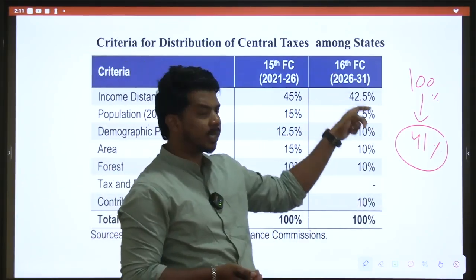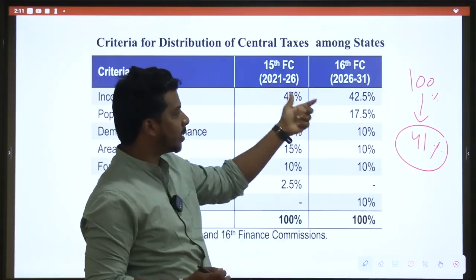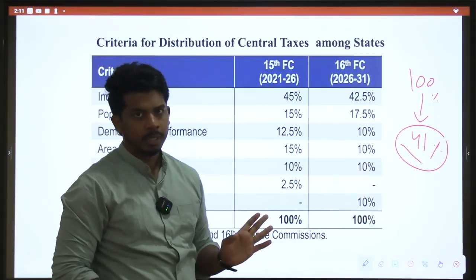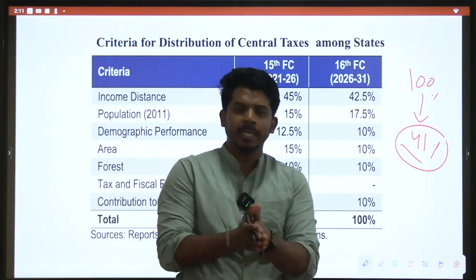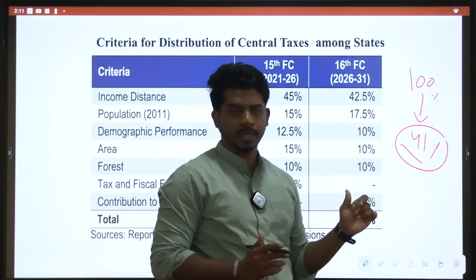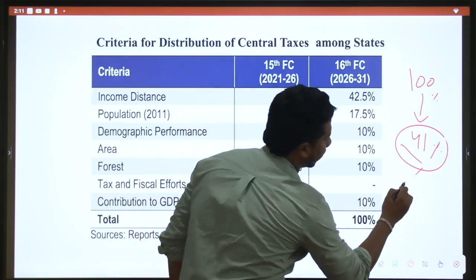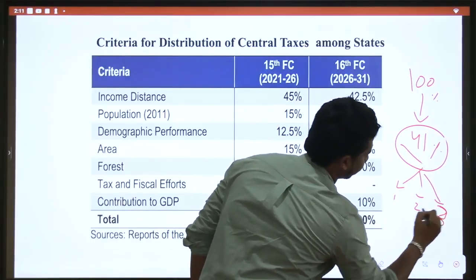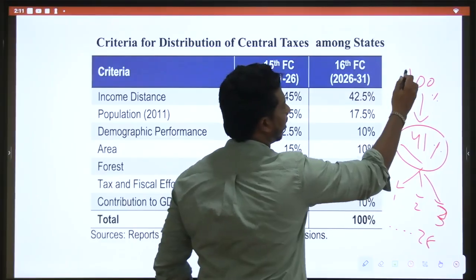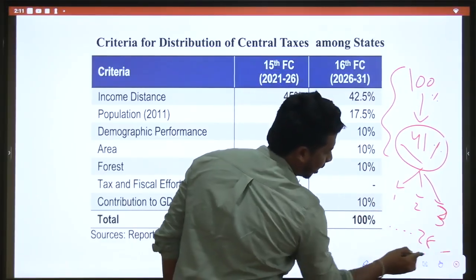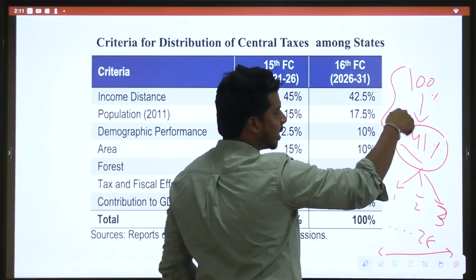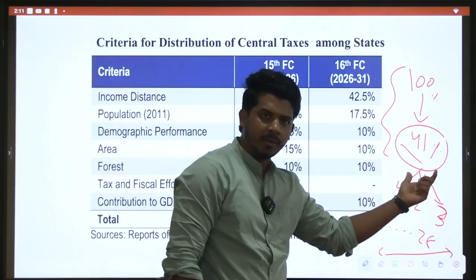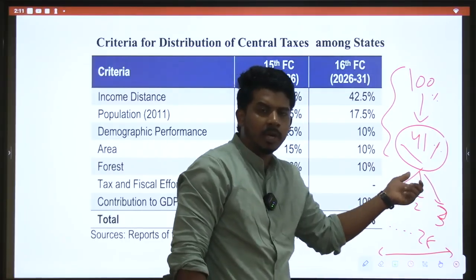The 16th Finance Commission continued the same. Whatever the 15th Commission recommended, 41%, the 16th said let us continue, this is good. Now all the 28 states in India together get this 41%, and you have to divide this 41% among these 28 states. Between union and states it is called vertical devolution, and among the states it is horizontal devolution. So out of this 41 rupees, you will give 2 rupees to Maharashtra, 1 rupee to UP, like that.